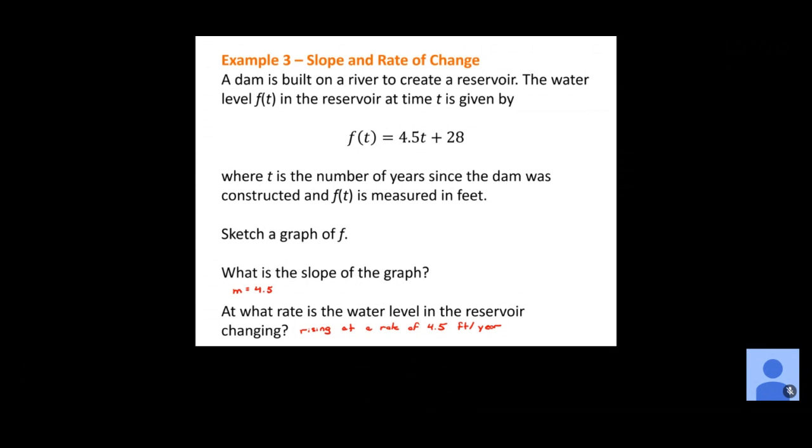Now, if our slope had been negative instead, then just keep in mind that we would say that our water level would be falling at that rate, because a negative slope in that case would mean that the water level is going down instead of up.